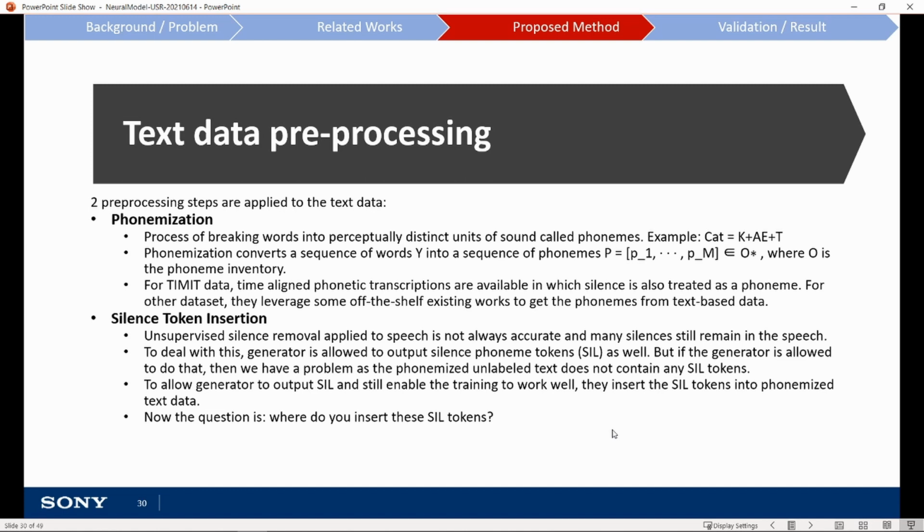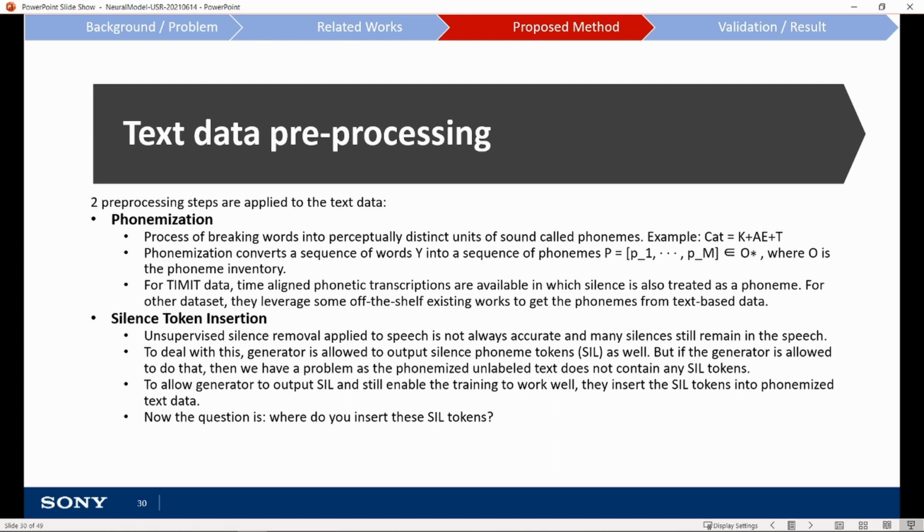So I went through speech data pre-processing earlier. Text data is also pre-processed in a similar manner. So first the text data is phonemized, which means the words are broken into perceptually distinct units of sound called phonemes. Like cat is broken into k plus a plus t. And phonemization converts the sequence of words into a sequence of phonemes based on a phoneme inventory.